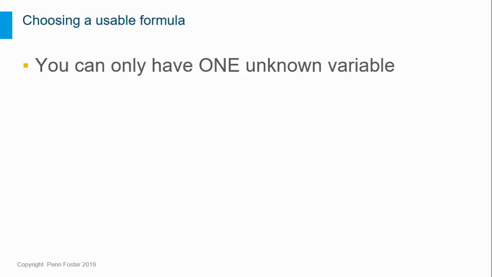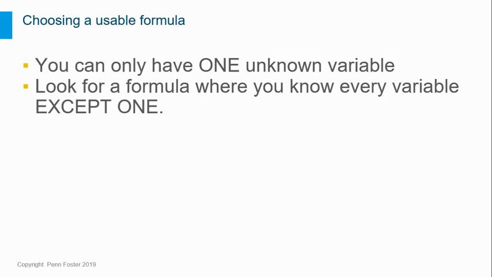If formulas can be rearranged to solve for any of the variables, how do you know which formula you can use to solve a problem? You can only solve a problem with one unknown variable. So you need to look for a formula for which you know all of the variables except one.